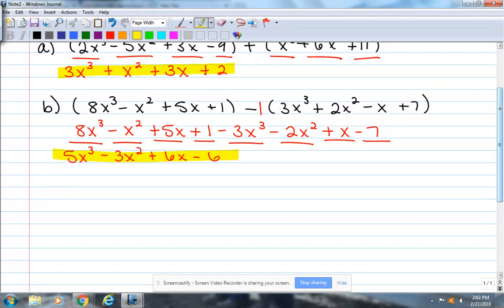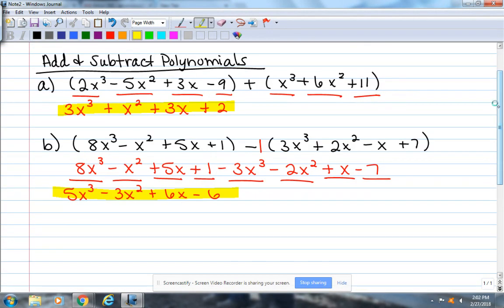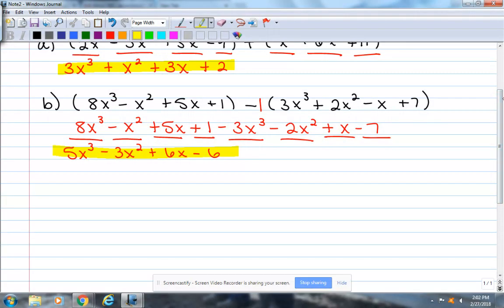Y'all need to do another subtraction or you think you're good? We're good. So addition, easy. You just keep combining like terms. Subtraction, keep the first one, change signs on the second one. Okay? Now we're going to spend the majority of this lesson multiplying polynomials.